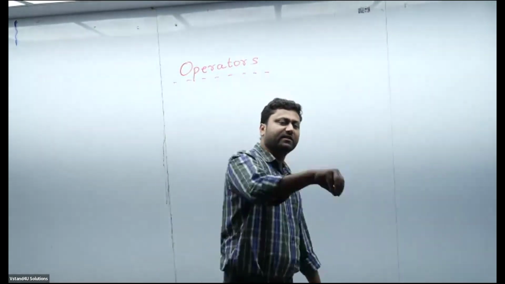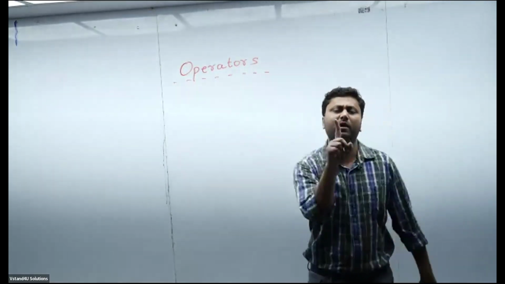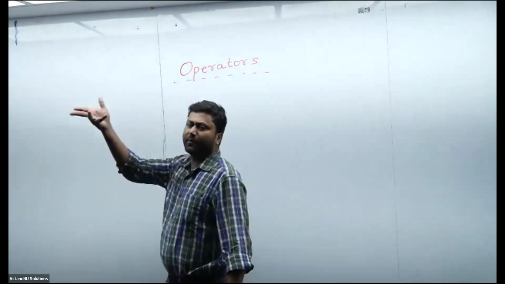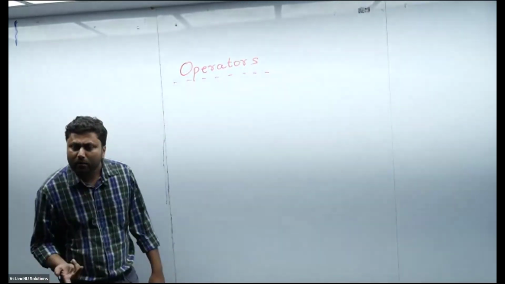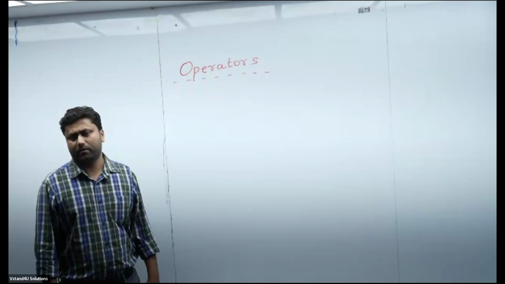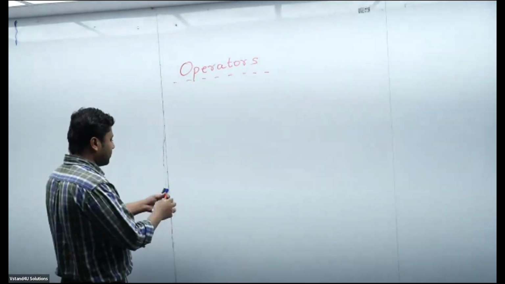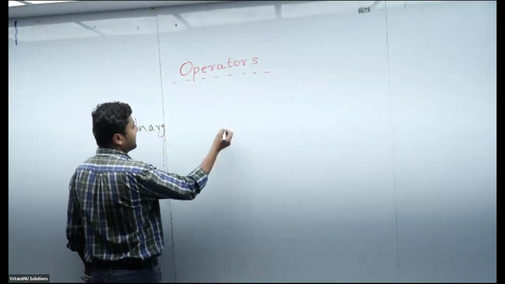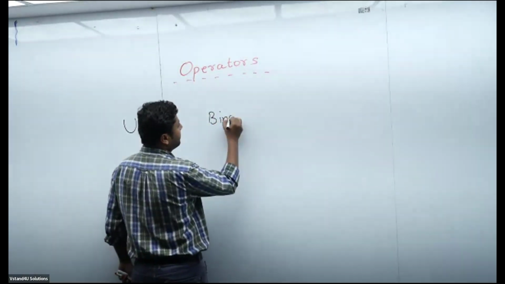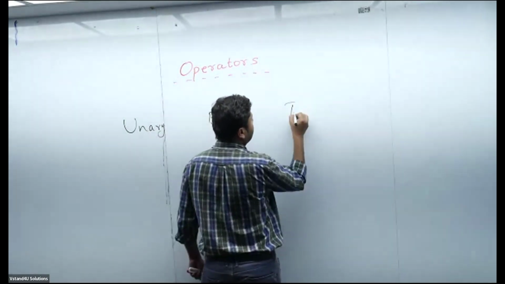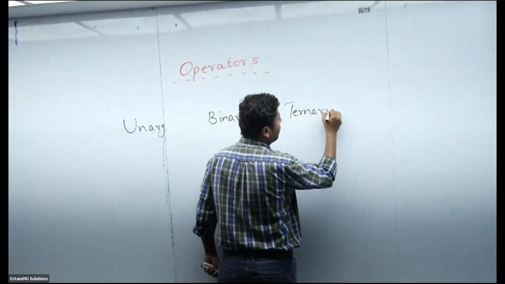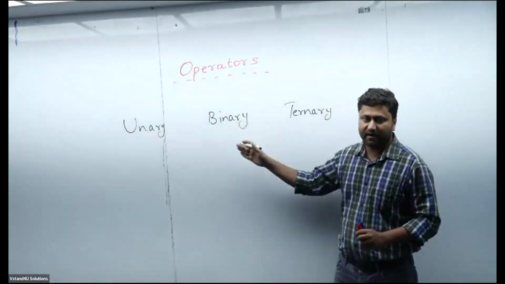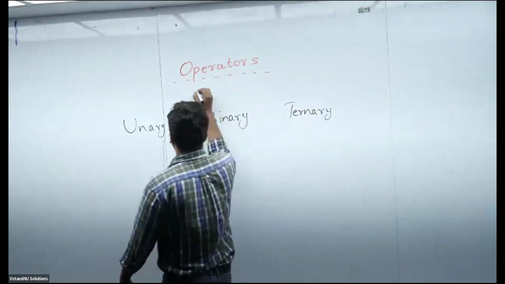Sir, what if there is an operator which requires only one operand? Then it is unary. What if there is an operator which requires 3 operands? Then ternary. So classification-wise, one is called unary, second is called binary, third is called ternary. Any other? No, that's enough. Are you getting my point? Quickly make a note of it.